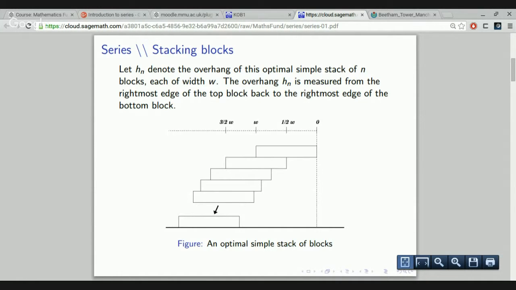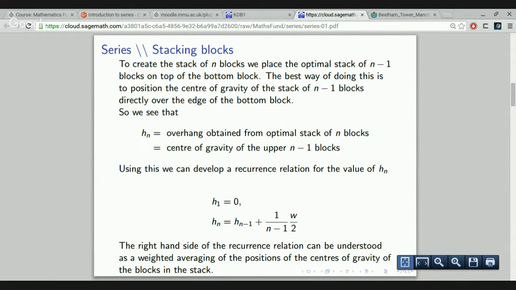Okay. So the overhang is measured from the edge of the top block back to the edge of the bottom supporting block. The blocks are of width W, you can see. So with 2 blocks, you get an overhang of a half W. With 3 blocks, you get an overhang of a little bit more than half of W, and so on. Now, what principle was I using there as I built them?